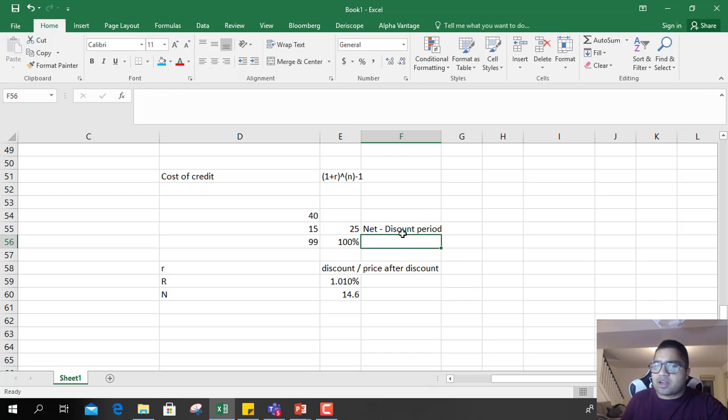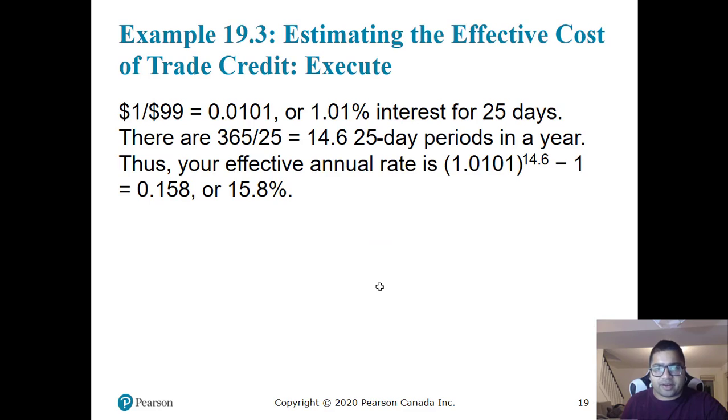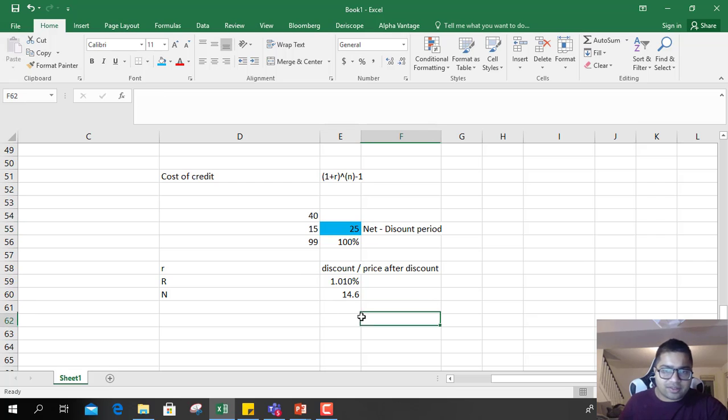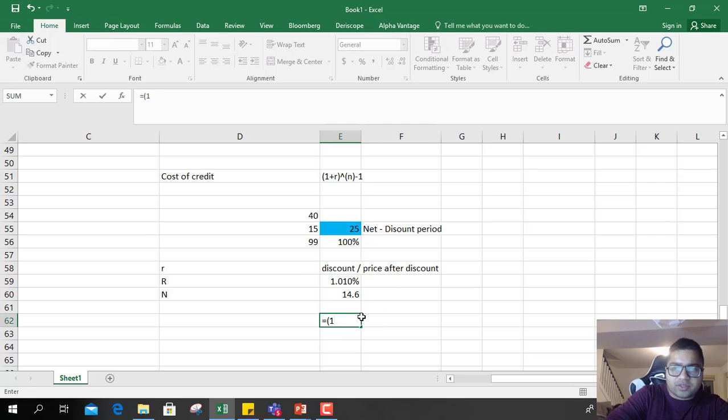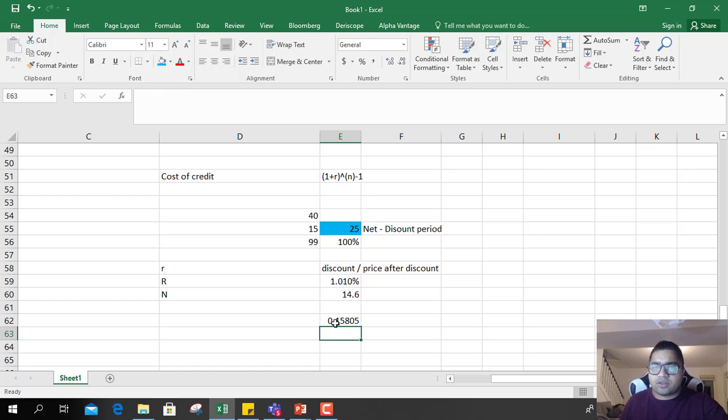So you were given a discount period of 15, right? The net was 40. So this number of days N is computed as 365 divided by 25. Where does this 25 come from? It is net period minus discount period. So you compute it: 1 plus R to the power 14.6, minus 1. So you are being financed at a rate of 15.80%.